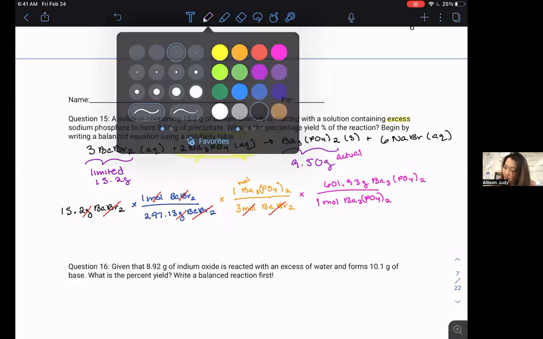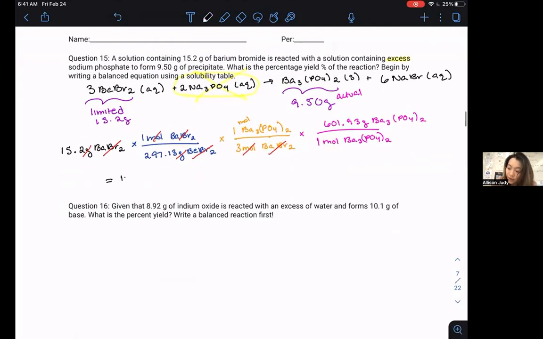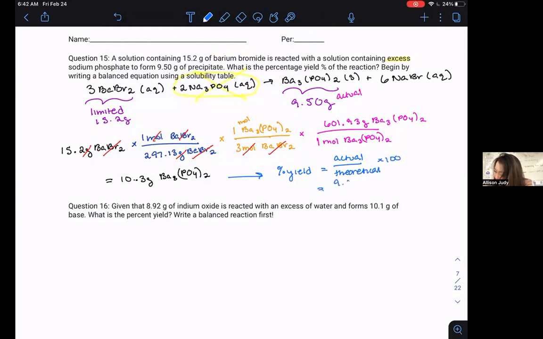And that gets me a final answer of, I theoretically should have gotten from 15.2 grams of barium bromide, 10.3 grams of barium phosphate. Okay, so then what I'm told is that's not my final answer, because in the end I was asked what is the percent yield. So now I say, well, percent yield is equal to actual over theoretical times 100. So it's equal to actual was 9.50 grams over 10.3 grams of barium phosphate, times 100, and my percent yield was 92%.